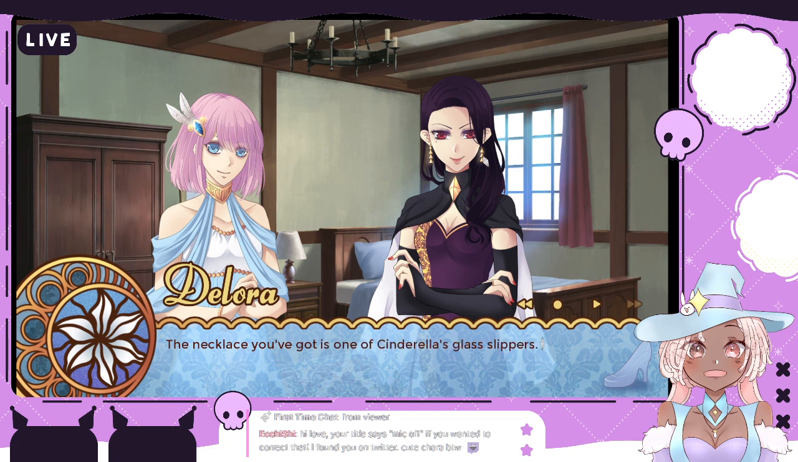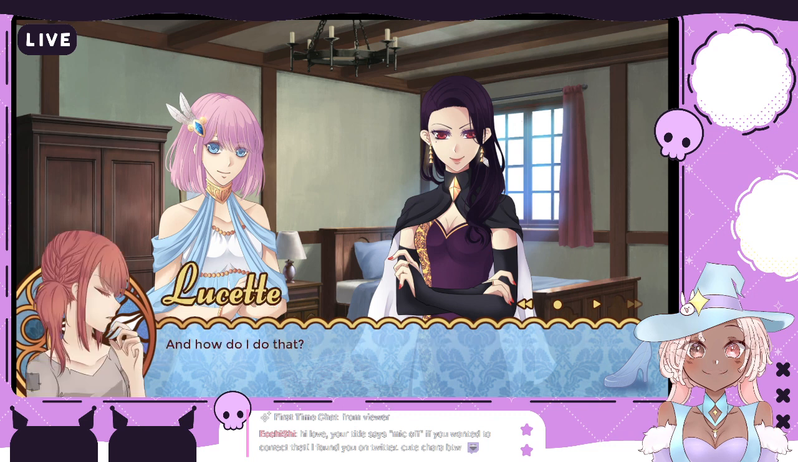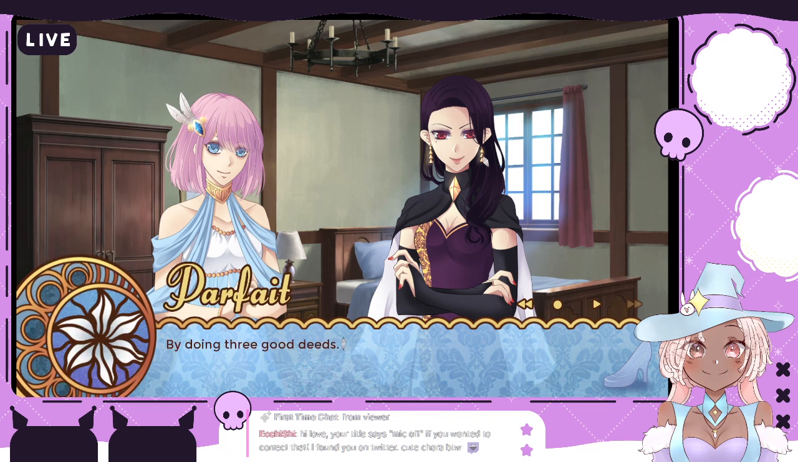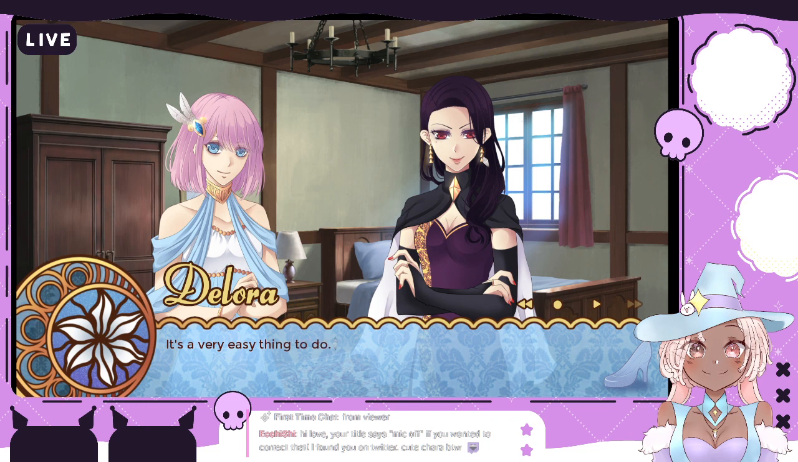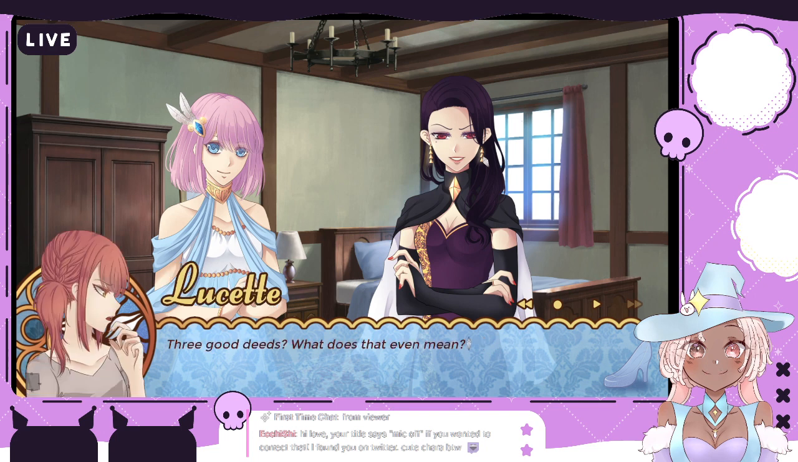The necklace you got is one of Cinderella's glass slippers. To break the curse, you must get the second slipper, complete the pair. And how do I do that? By doing 3 good deeds. What? It's a very easy thing to do, at least for someone who knows how to be good. 3 good deeds? What does that even mean? I wouldn't even know where to start.